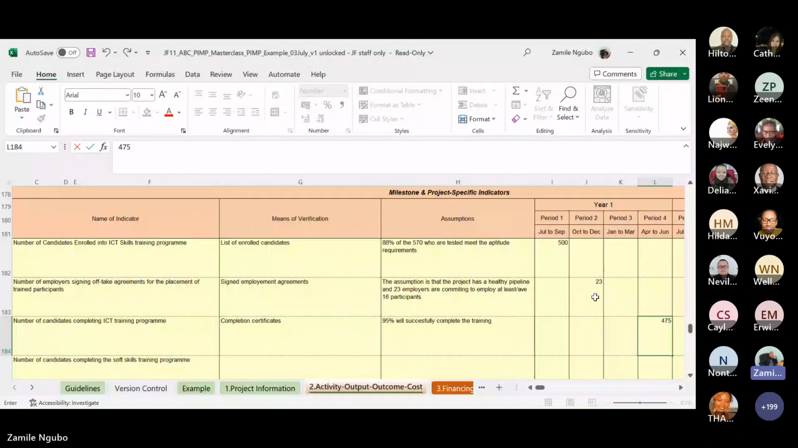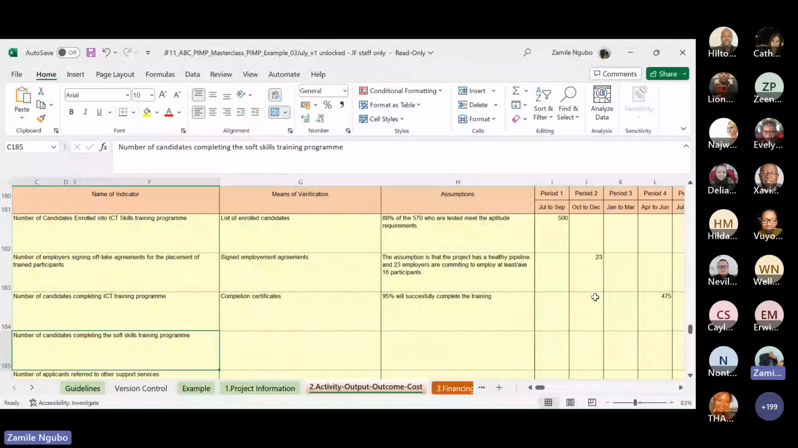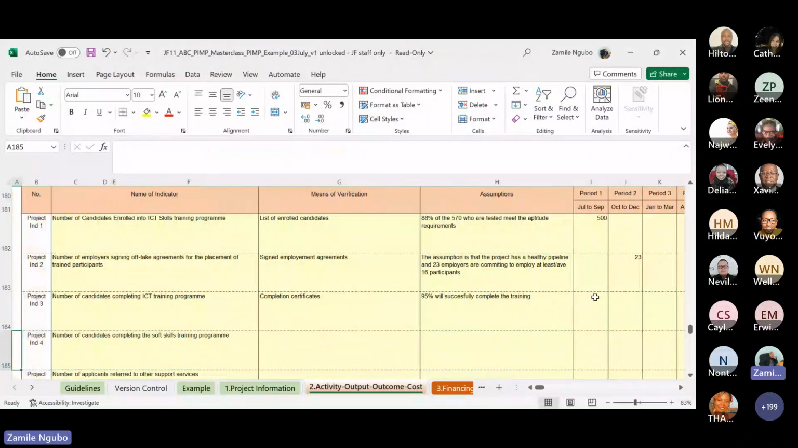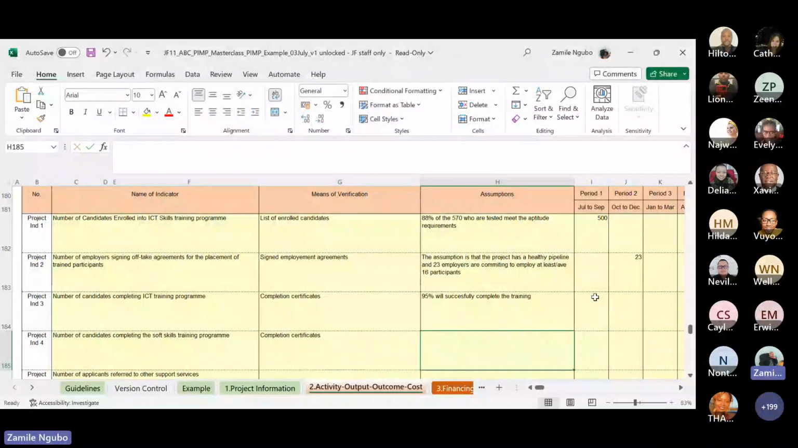Then the last, no, not the last. So the number of those, there are two: there's the ICT training program and the soft skills training program. So again here, the means of verification will be the completion certificates for this project specific indicator. So completion certificates will be our means of verification, and 5% is the assumption. We are assuming a 5% dropout rate.